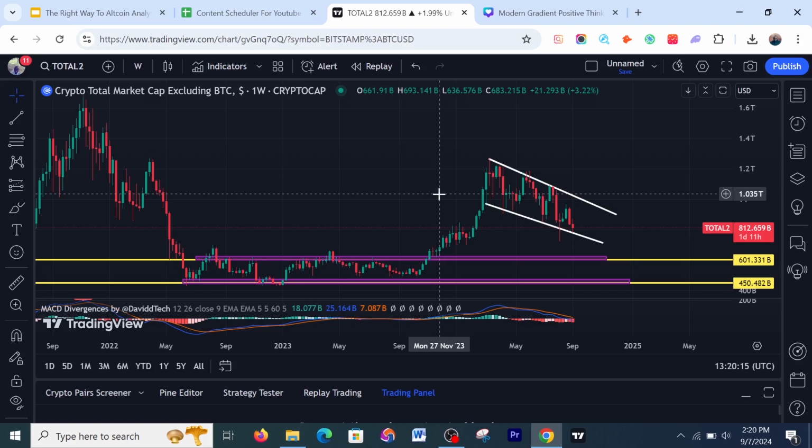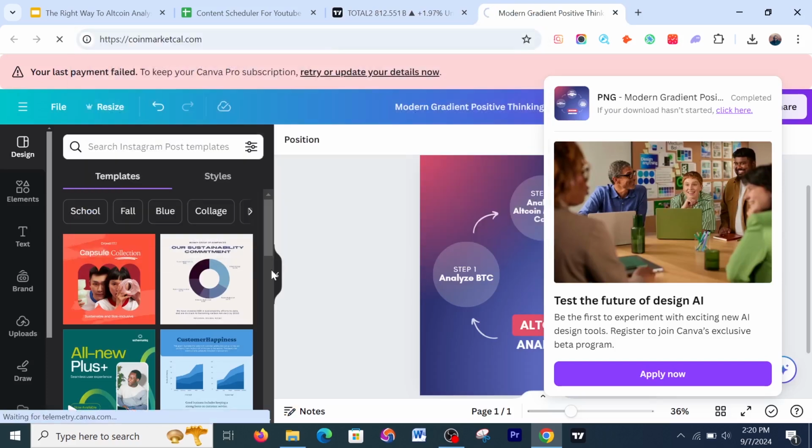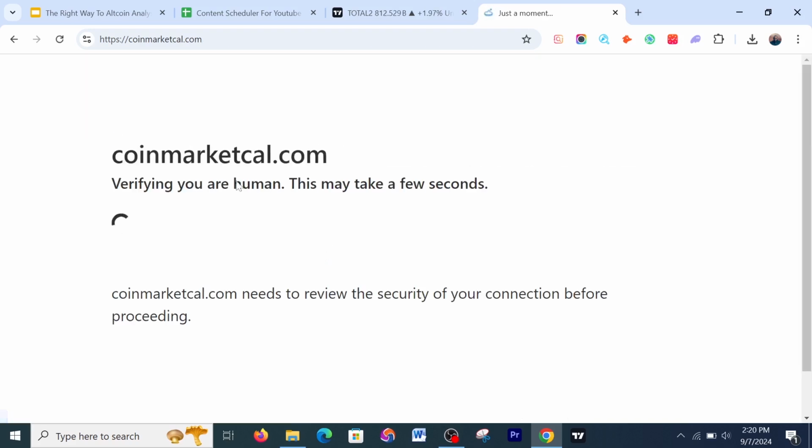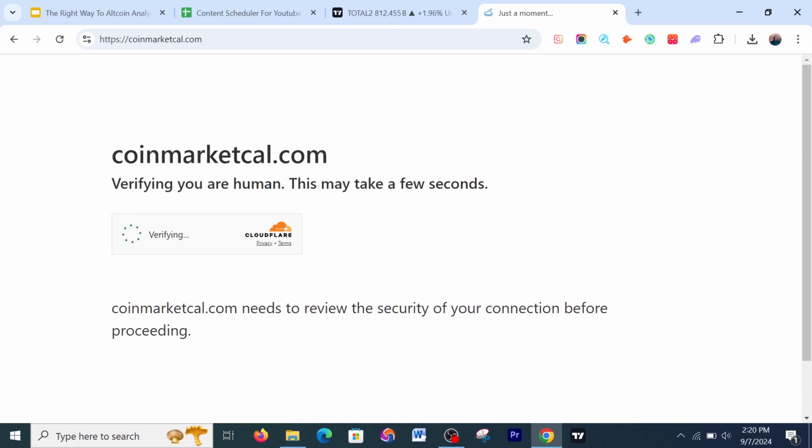So after you've analyzed those first two, the next thing you do is to analyze your preferred altcoin. So how do you find your preferred altcoin? There are very different methods for finding your preferred altcoin, but this is how I do mine. So I come to this site, CoinMarketCap, and what I'm looking for is a token that has a lot of news coming up.